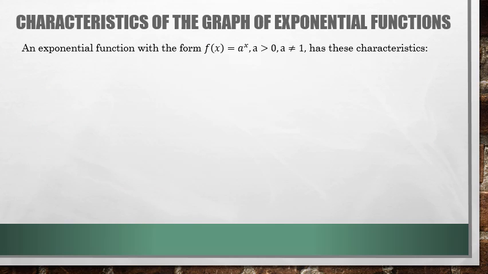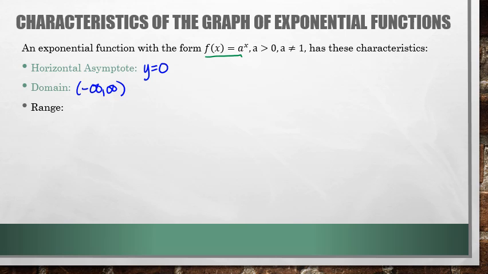Let's talk about the characteristics of these graphs in general. For graphs f of x equals a to the x, where a is larger than 0 and can't equal 1, they all have the same characteristics. They all have a horizontal asymptote at y equals 0. Again, y can never equal 0 for these functions. We'll get very, very close, but we'll never equal 0. The domain for all of these functions is all real numbers, or from negative infinity to infinity. The range is from 0 to infinity, not including 0.